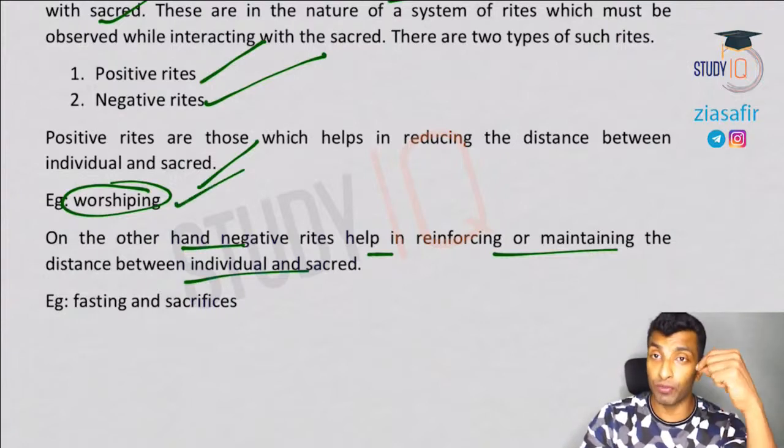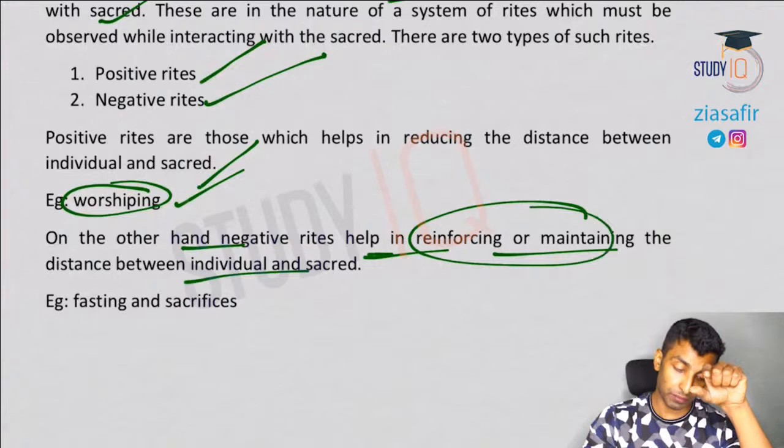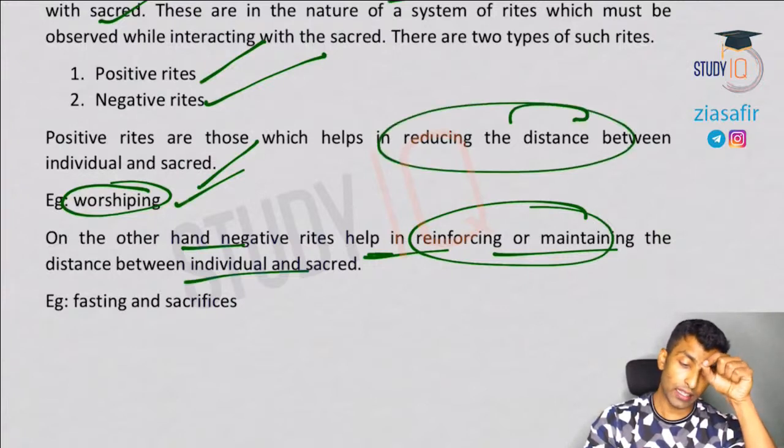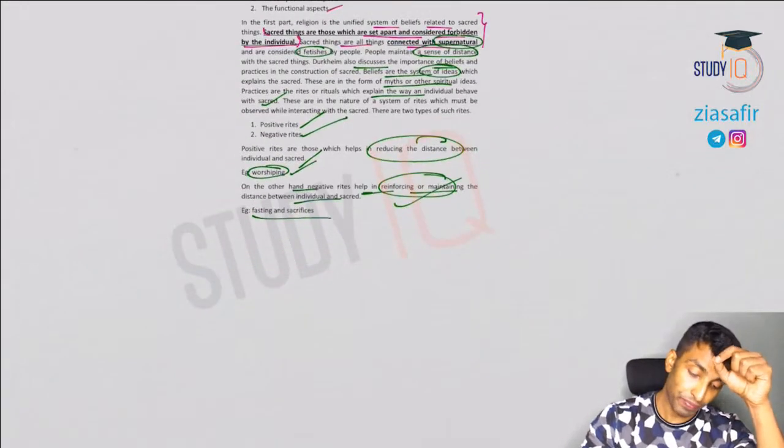Positive example, worshipping. It reduces the distance between you and the sacred. On the other hand, negative rites help in reinforcing the distance. Here reducing the distance, here reinforcing the distance. For example, fasting and sacrifices.